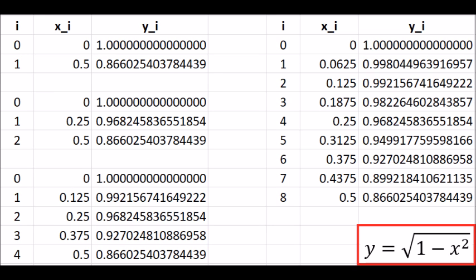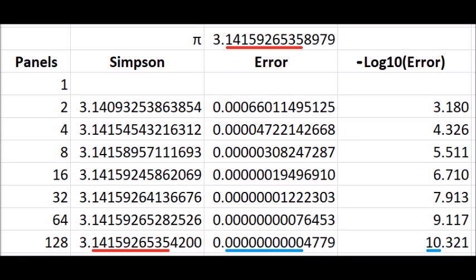Here I have shown function evaluations for 1, 2, 4, and 8 panels. The same pattern is used for higher numbers of panels. These are the numbers we plug into Simpson's rule. Notice I've started with 15 digits after the decimal. That means my final answer can be no more accurate than 15 digits. Here is a summary of that. It looks like each time we double the number of panels, our accuracy increases. By 128 panels, we have 10 digits of accuracy, as underlined in red.